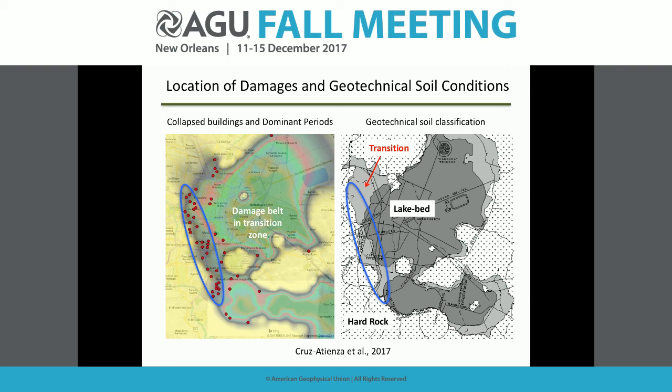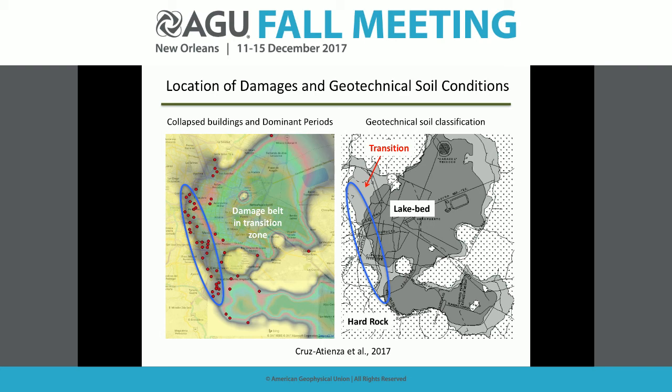The colors here correspond to the dominant periods of the soil, and on the right, these are the collapsed buildings, and to the right is the soil conditions, geotechnical soil conditions. So as has been said already, there are 3 different zones: the hard rock sites, which are mainly composed of lava flows; the lake bed zone, which is clays, very compressible clays saturated in water; and the transition zone with alluvial deposits. And most of the damage concentrated in this very narrow belt that follows the transition zone.